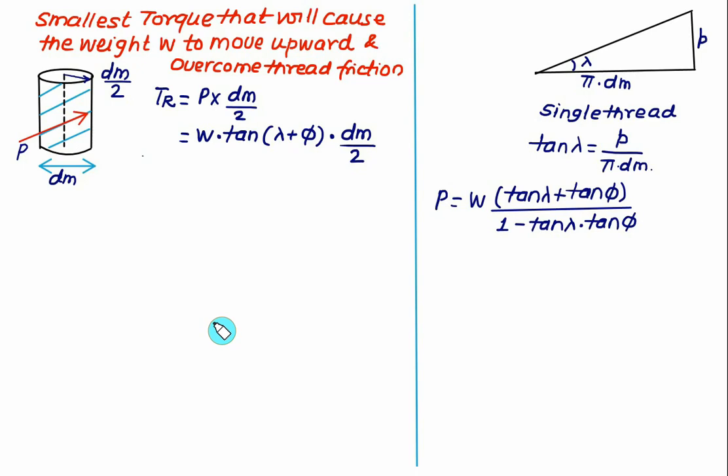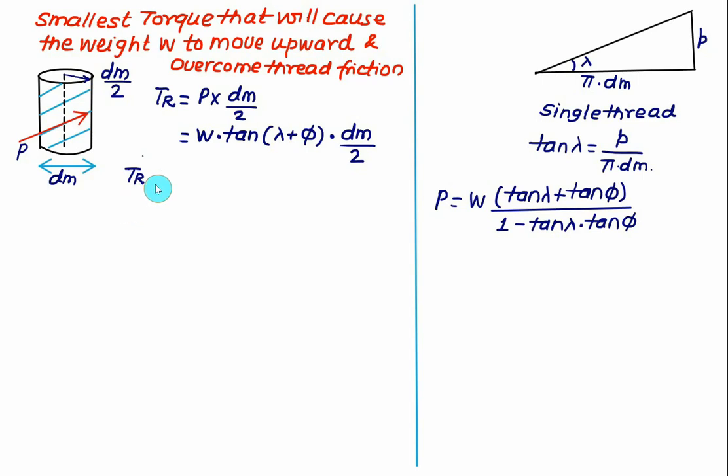In the last video, we calculated the torque required to raise the load, that is equal to P into dm by 2, which is the same as W into tan of lambda plus phi multiplied by dm by 2. So if you expand tan of lambda plus phi, you will get tan lambda plus tan phi upon 1 minus tan lambda into tan phi. Here lambda is called the lead angle.